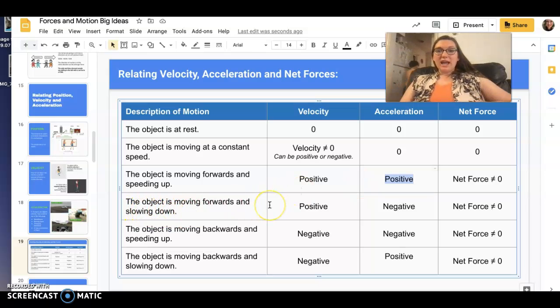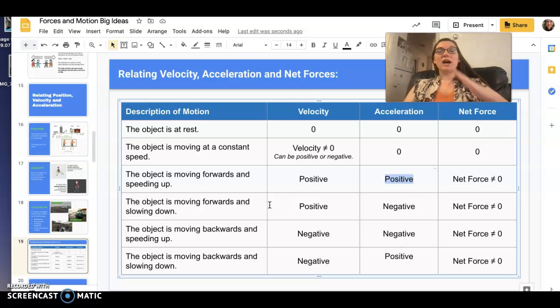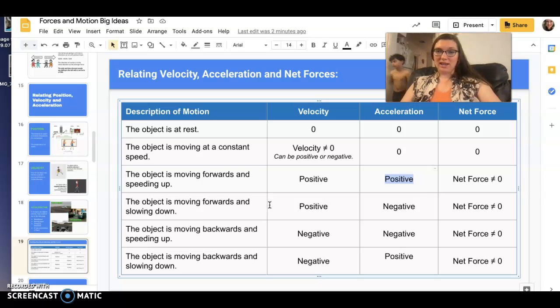Moving forwards and slowing down, so anytime there's a deceleration, that means that the forces are working against each other. So we may have a positive velocity, but a negative acceleration, and that would cause it to be moving in a positive direction, but it's going fast at first and then gets slower and slower. That's what a deceleration is, and that's because the acceleration is going in the opposite direction as the velocity.